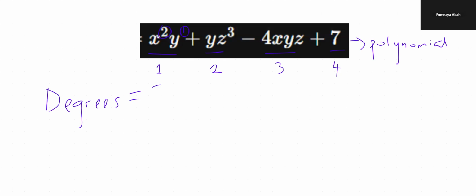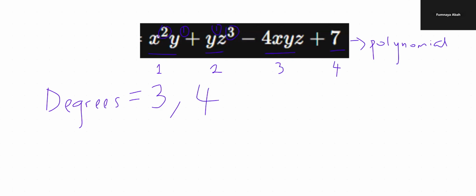So let's move on to the second term. We have y times z raised to the power of 3. So y, in this case, is being raised to the power of 1. And then we have z raised to the power of 3. So we have two exponents, 1 and 3, and the degree of the term is the sum of these exponents. So 1 plus 3 is equal to 4. So the degree of y times z raised to the power of 3 is 4.